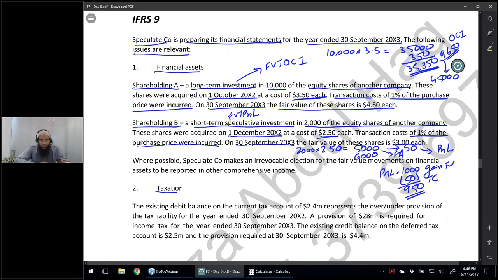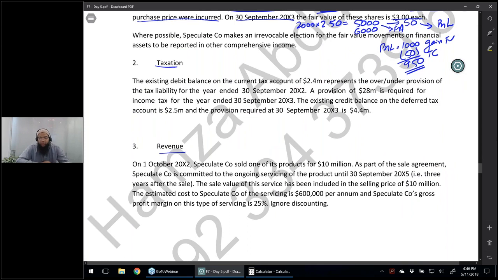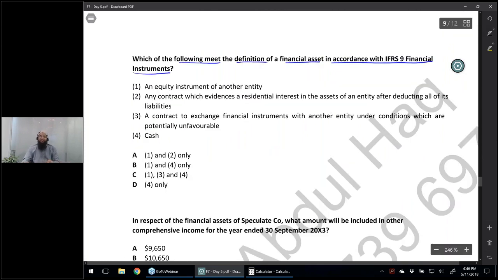Now let's see what is the requirement of the question. The question says: which of the following meets the definition of a financial asset in accordance with IFRS 9? So according to IFRS 9, what is a financial asset? A financial asset is cash, an equity instrument of another entity, a contractual right to receive cash, or a contractual right to exchange financial assets or financial liabilities under terms potentially favorable to the entity. So there are a total of four important parts in the definition.